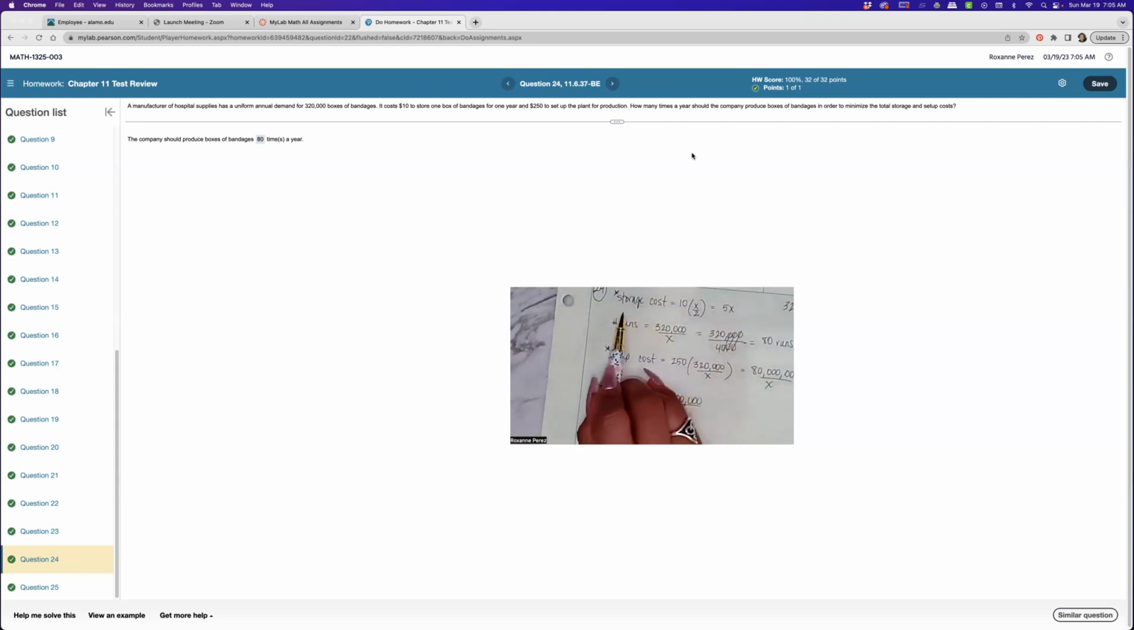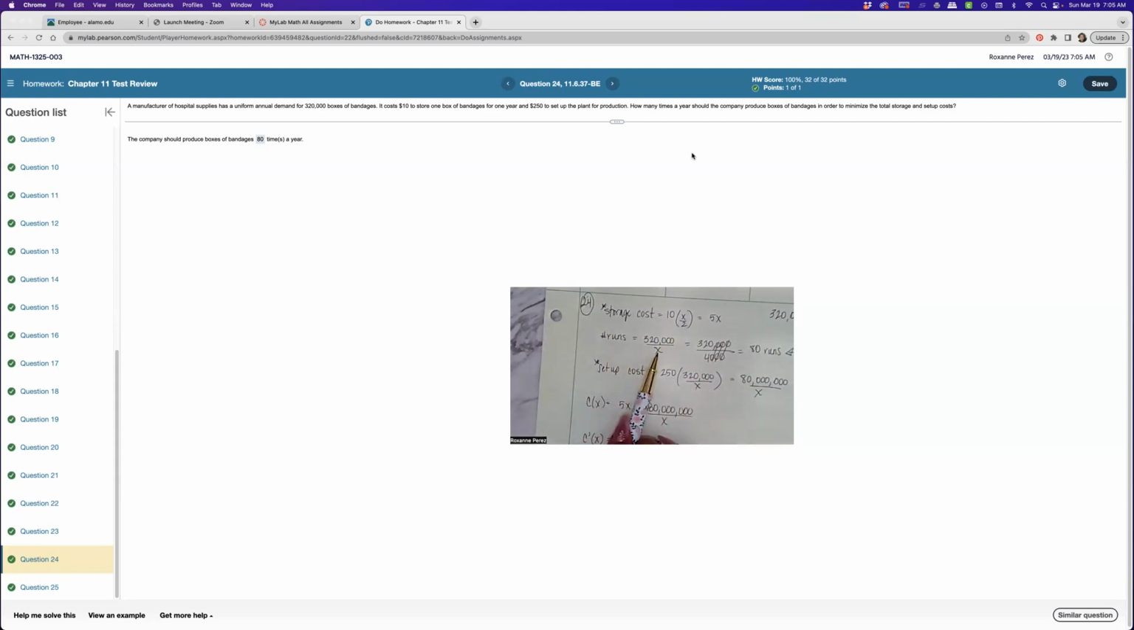It's just this part: setting up your storage cost, your run average, and then your setup cost using your run average. Then you set up your cost function, which is storage cost plus setup cost. Okay, first derivative, solve for x, take your x and plug it back into your number of runs equation, and that's going to tell you how many runs you need in order to minimize your cost for producing and meeting your demand. Okay.